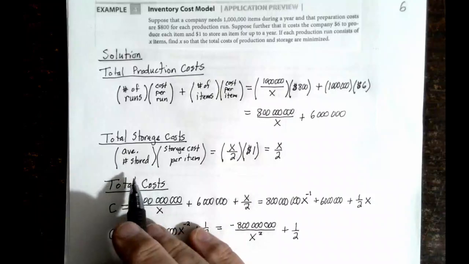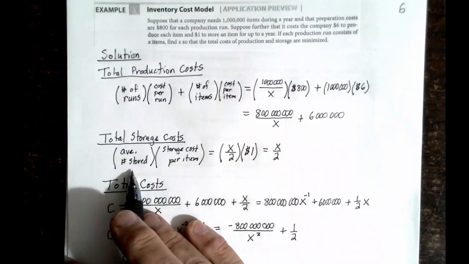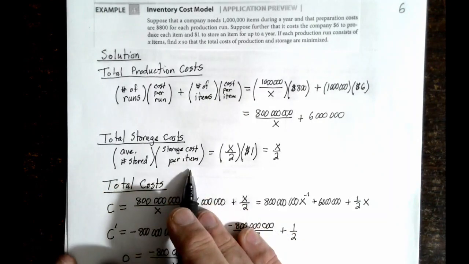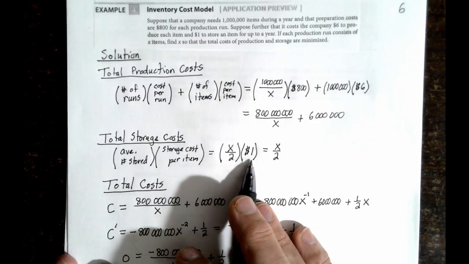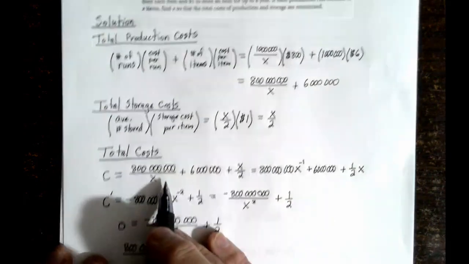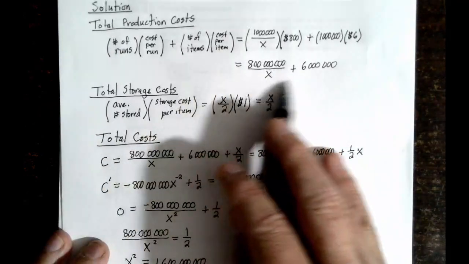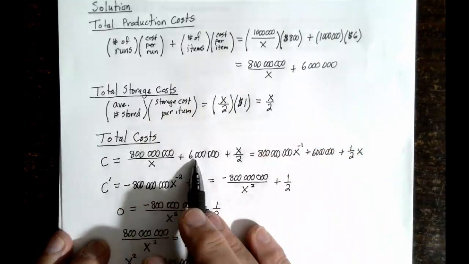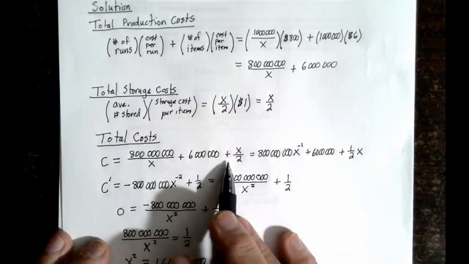Now what about storage? The average number of items stored, we know that's x over 2. And the storage cost per item is $1. So x over 2 times 1 is just x over 2. So now what's your total cost? You're taking this and adding them together. This is your first term, this is your second term, and you're adding them together.